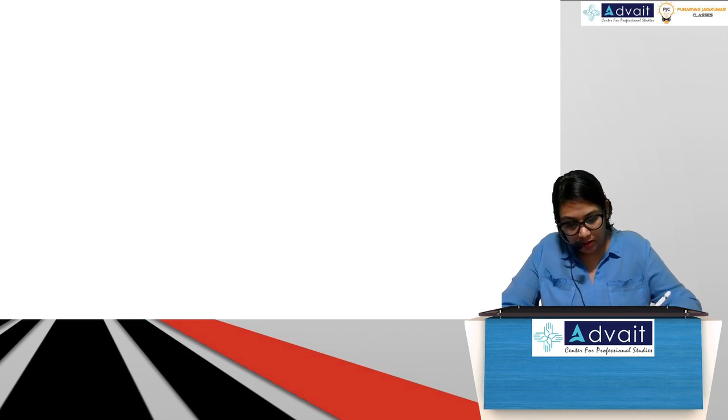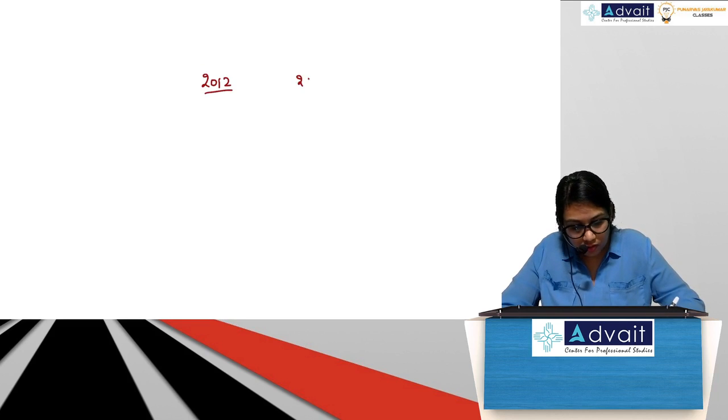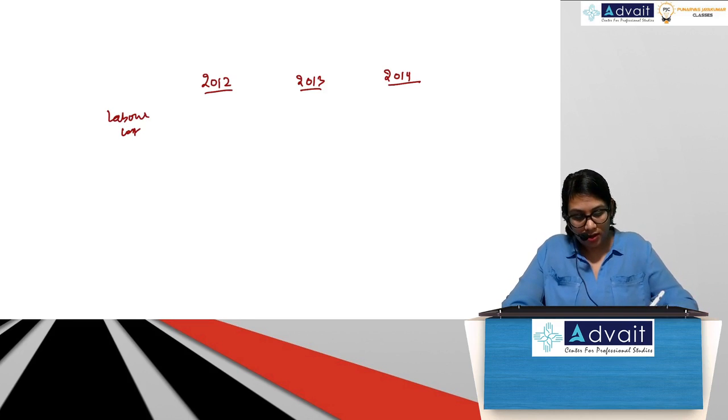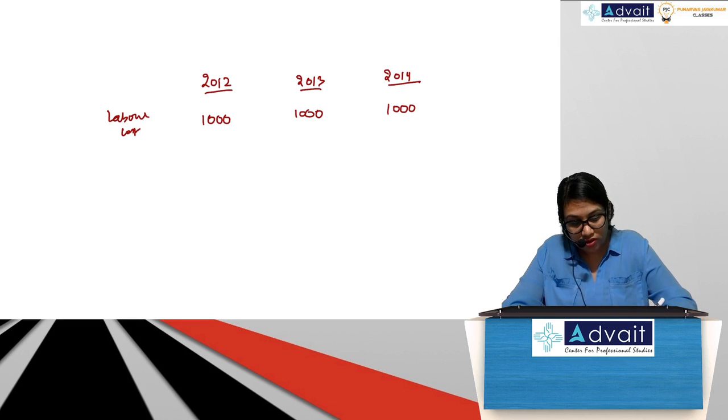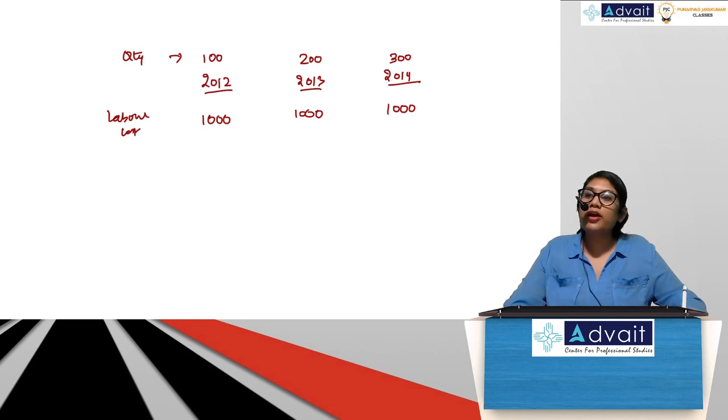So simple example. Let's take 2012, 2013, 2014, they had given us labor cost. Okay, so this was 1000. In 2012, I was manufacturing 100 units. Here I was manufacturing 200 units. Here I was manufacturing 300 units. And this was my labor cost. What kind of cost is this? Guys, obviously this is fixed cost. It's not changing when my number of units have changed.